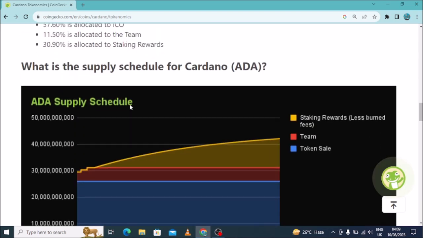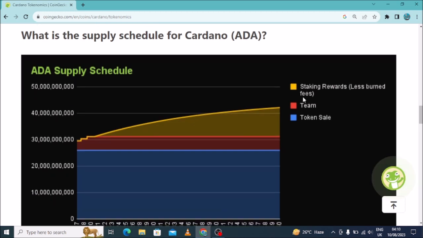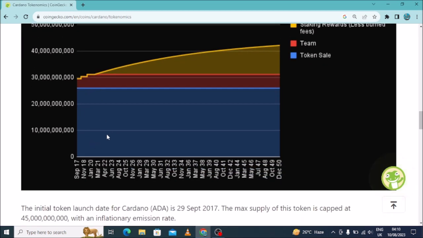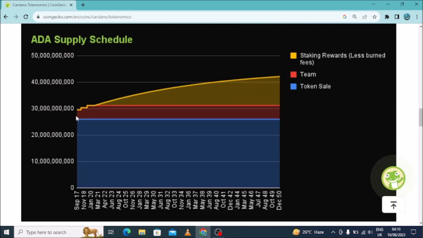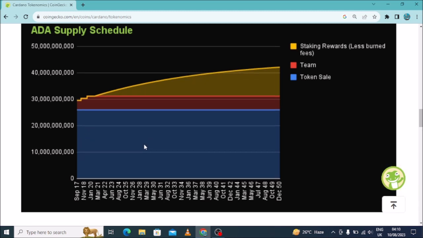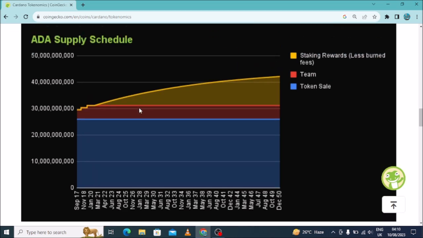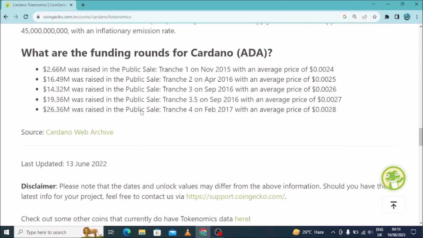Another thing that you have to understand when it comes to tokenomics is the supply schedule. This one is staking rewards less burned. So the team and the token sale, you can see how they are in the graph. So this is how you can understand. You can see that this one is the staking reward and this one is for the team. This one is the token sale. So that's how it is, the tokenomics.